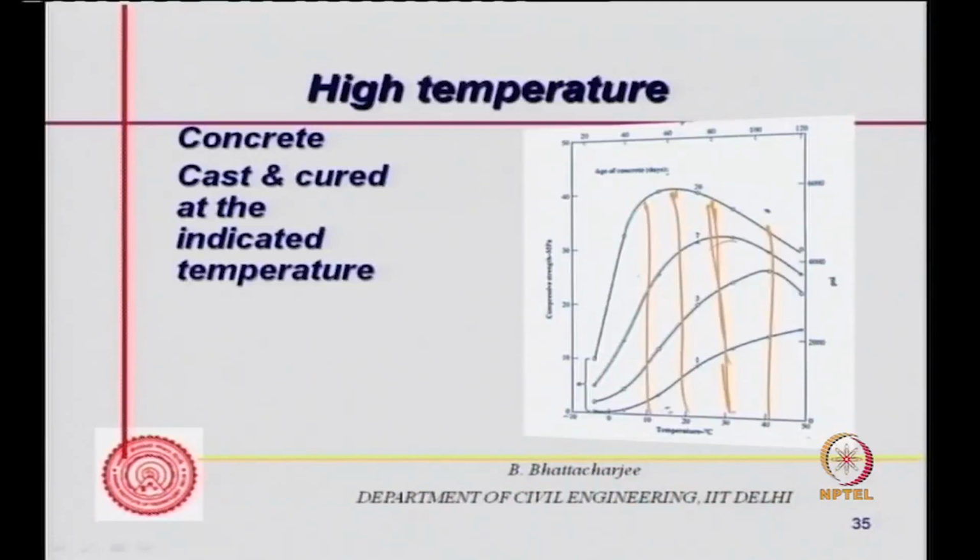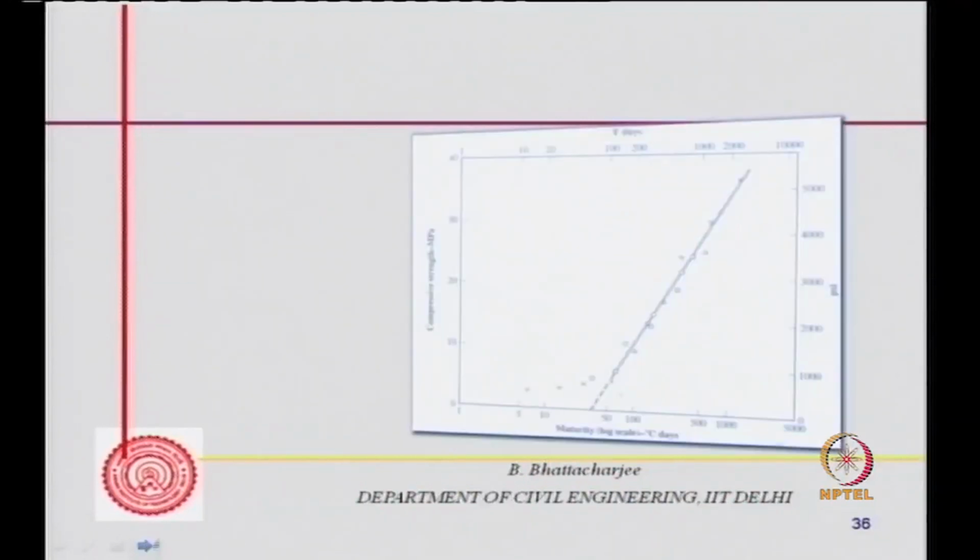So with higher temperature, early strength gain is high. But the later 28 days strength actually reduces. So the maximum 28 days strength you get is at 20 degrees centigrade, when you are casting and curing at the same temperature. Alright. Now we talk in terms of something called maturity, the temperature effect.